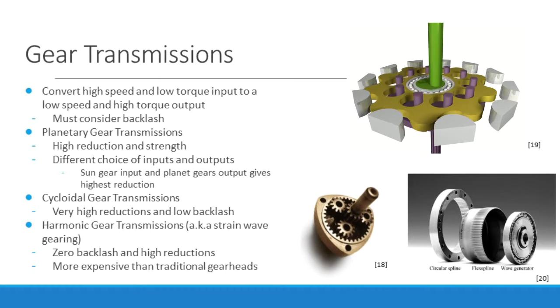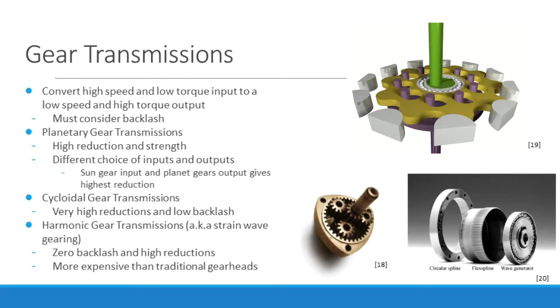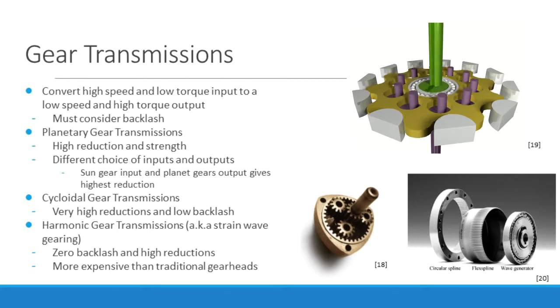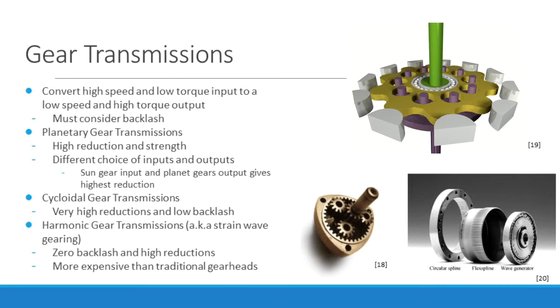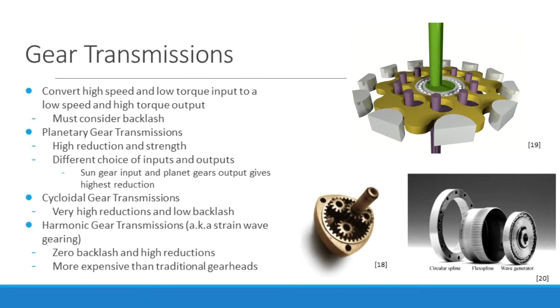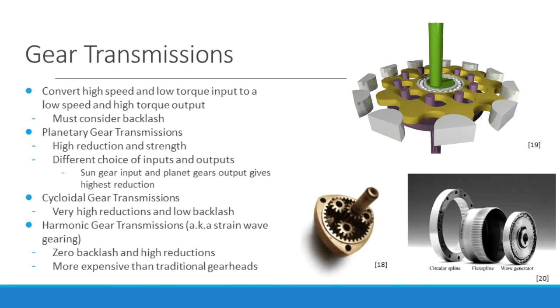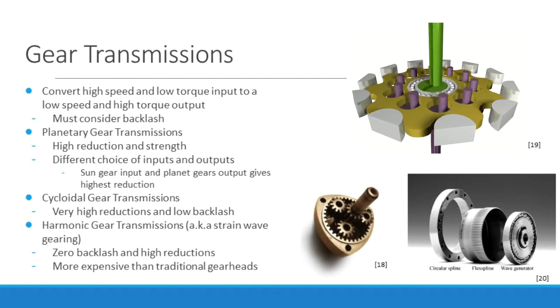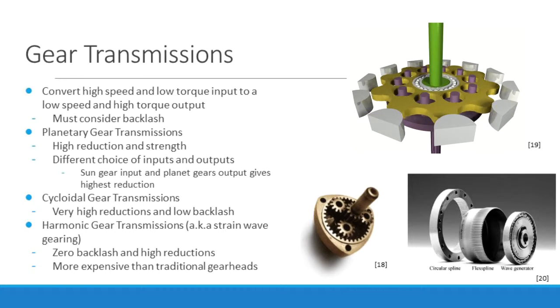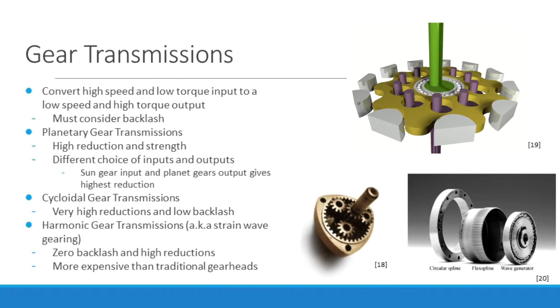One is called a planetary gear train. These gears are named after their resemblance to planets orbiting a star. Different parts of the transmission can be used as the input or the output. For the highest reduction ratio, the central gear, known as the sun gear, is the input to the transmission, and the gears revolving around it, known as the planets, are the output.